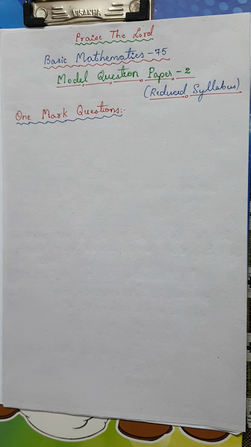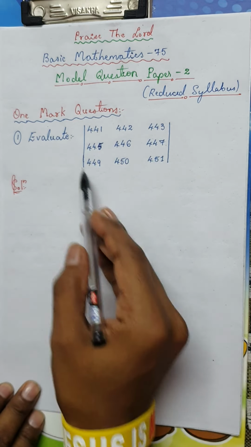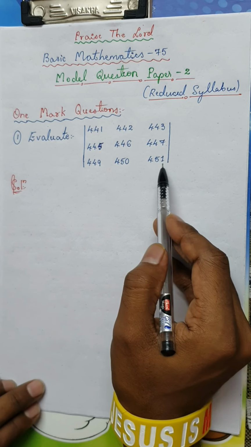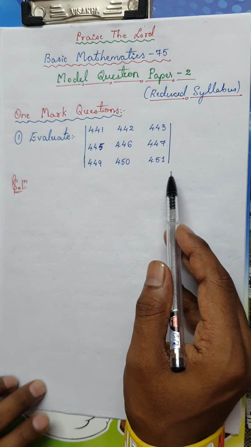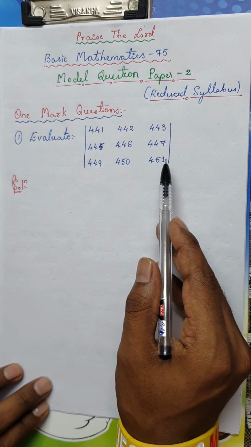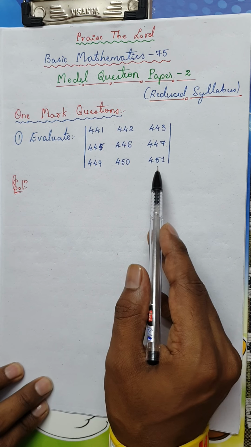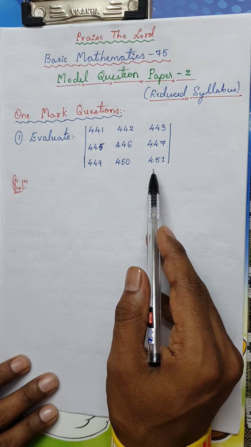As I told you, we will be just dealing with 1 mark questions. The first question we have is: evaluate the given determinant. This is a 3 cross 3 determinant. You know how to expand a 3 cross 3 determinant, but make sure you don't follow the regular process. If you follow the regular process, this becomes very hectic work. Let us try to use any of the properties of determinants.